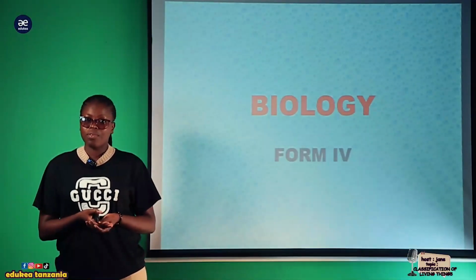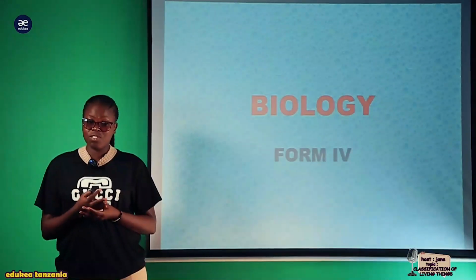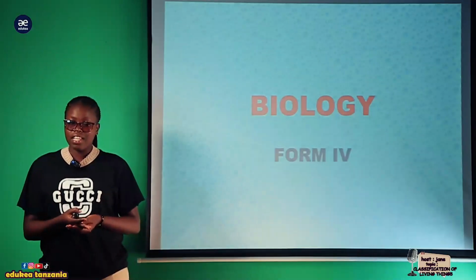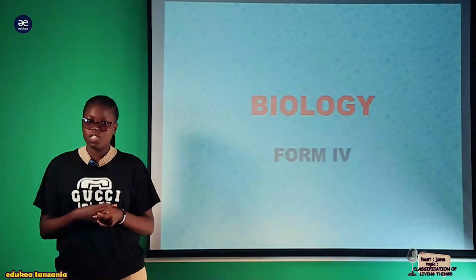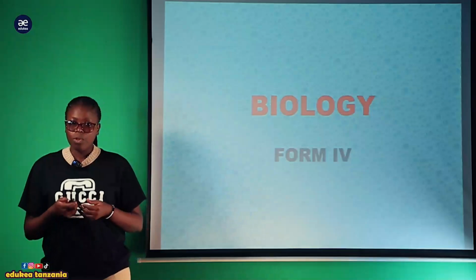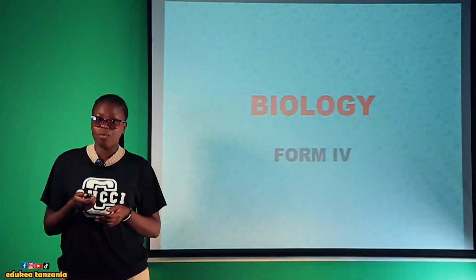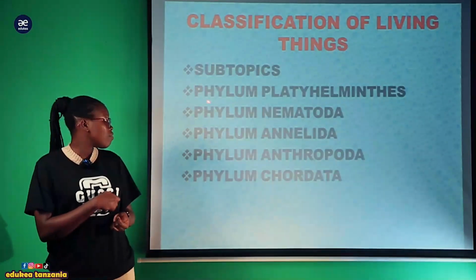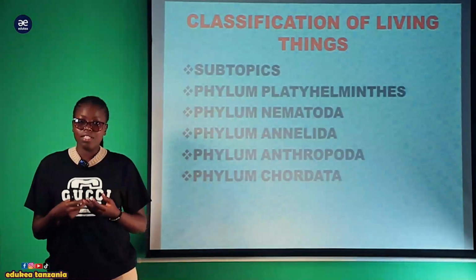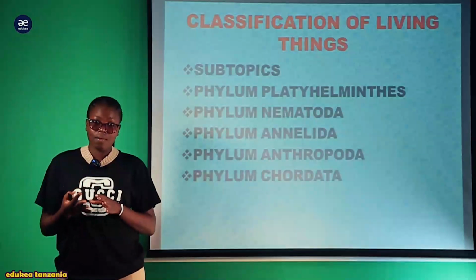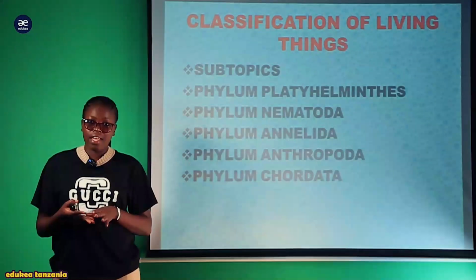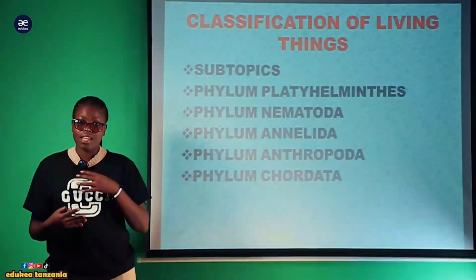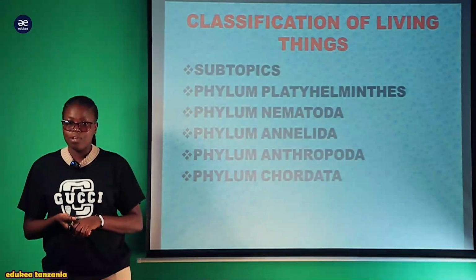Welcome, my lovely Form 3 and Form 4 students, to our continuing lecture series in biology. We are currently proceeding with our topic on the classification of living things. We have already covered our first phylum, the phylum Platyhelminthes, where we saw the different classes: Turbellaria, Monogenea, Trematoda, as well as Cestoidea. We have seen their distinguishing features, the adaptive features, and also the economic importance in general.